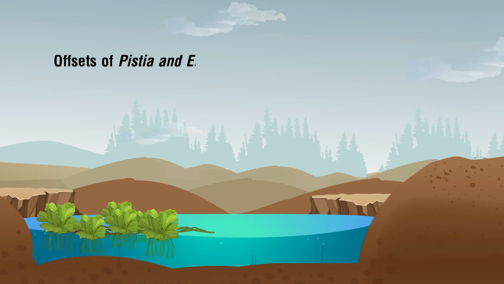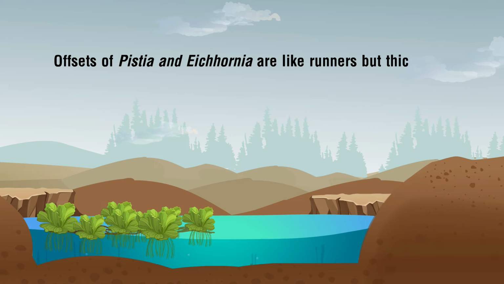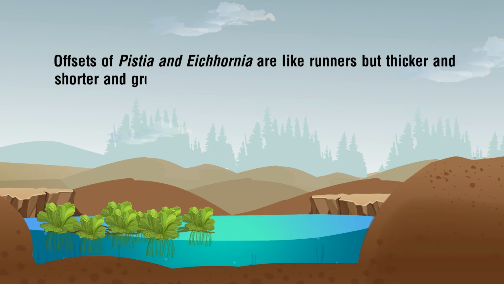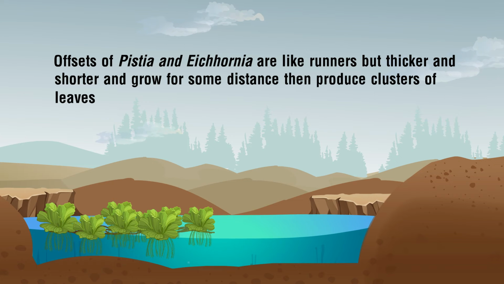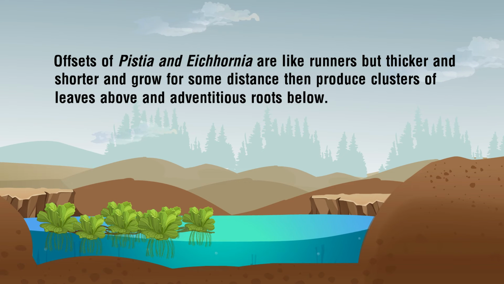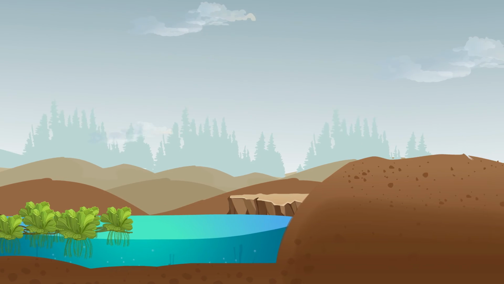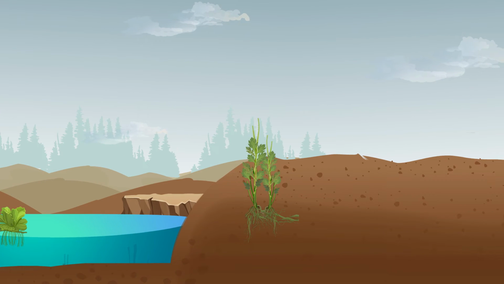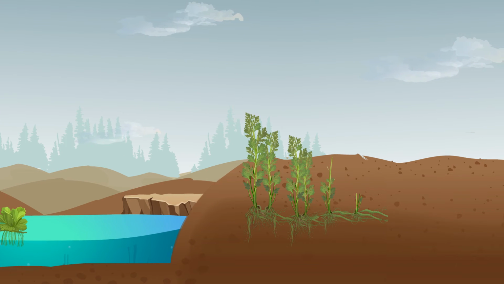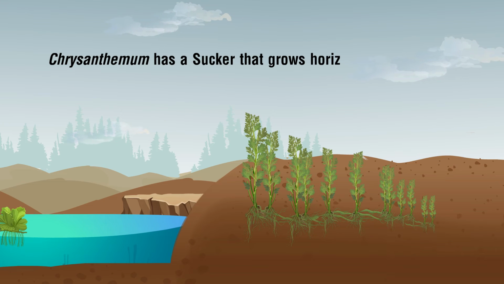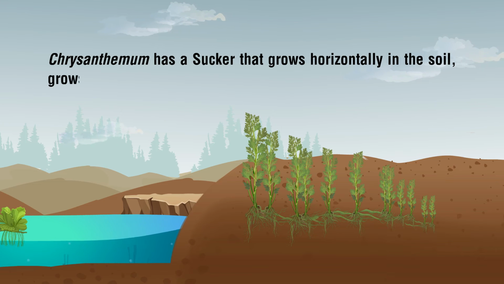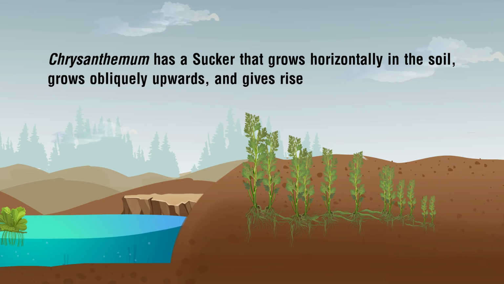Offsets of pistia and eichhornia are like runners but thicker and shorter, and grow for some distance, then produce clusters of leaves above and adventitious roots below. Chrysanthemum has a sucker that grows horizontally in the soil, grows obliquely upwards, and gives rise to a new shoot.